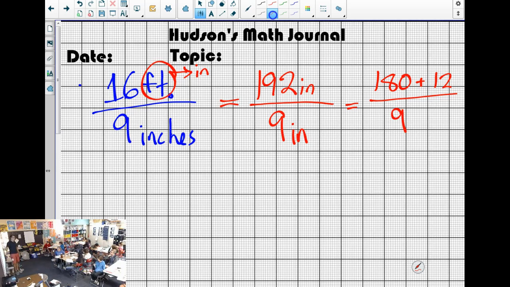What's 18 divided by 9? 2, but then put the 0 back on. 20. Can I get another piece out of this 12? Yes, I get 21, but then how many inches did I have left over? Out of how many inches did I want?